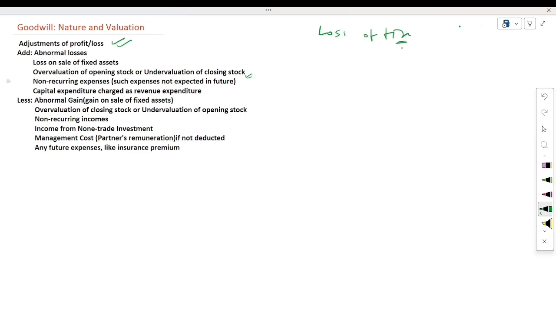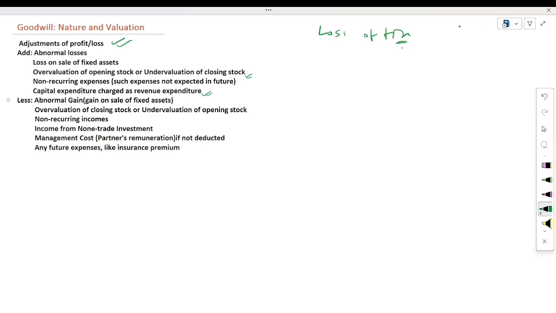Non-recurring expenses. Non-recurring expenses means all those expenses which are not expected in future. Then capital expenditure charged as revenue expenditure. Suppose you have charged any capital expenditure as a revenue expenditure, just like you are purchasing machinery and you are treating this machinery amount as a revenue expenditure, then this amount of machinery will also be added here. And next, what would be less here?